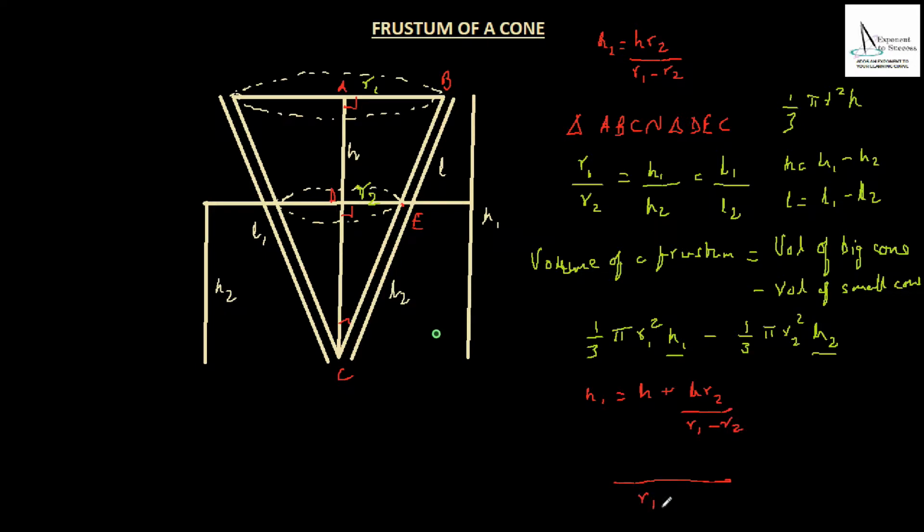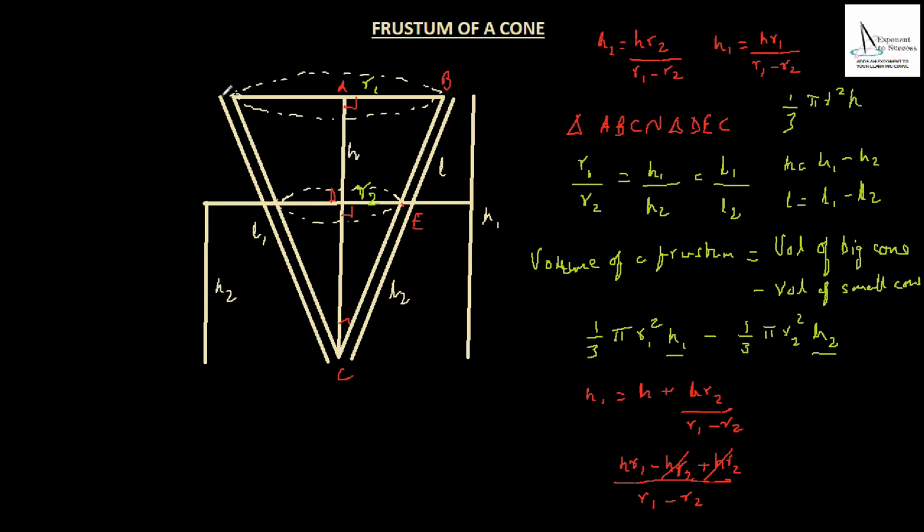Now let me simplify this. Take the denominator as r1 minus r2. So we get, now r1 minus r2 is going to be multiplied by h. So we get hr1 minus hr2 plus hr2. Now hr2 and hr2 is going to be cancelled out. So we get the value of h1 as hr1 upon r1 minus r2. Let me write that also on the top, that h1 is equal to hr1 upon r1 minus r2.